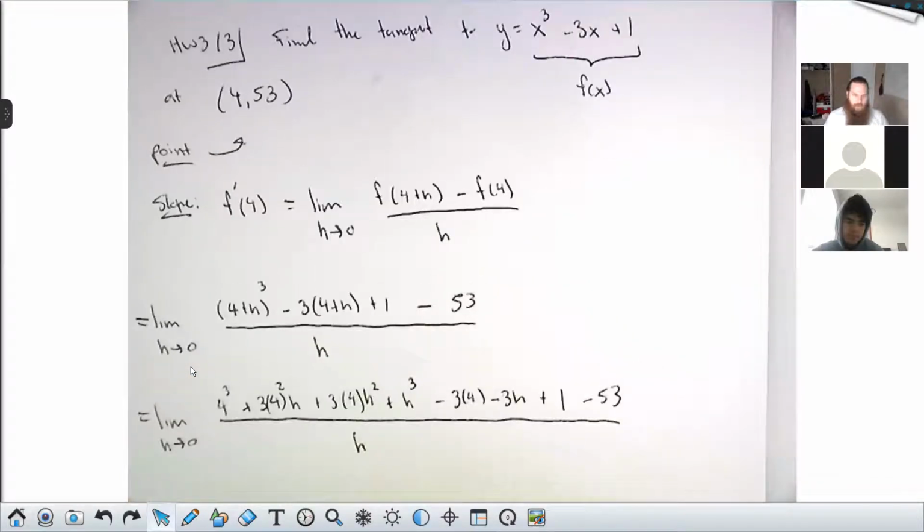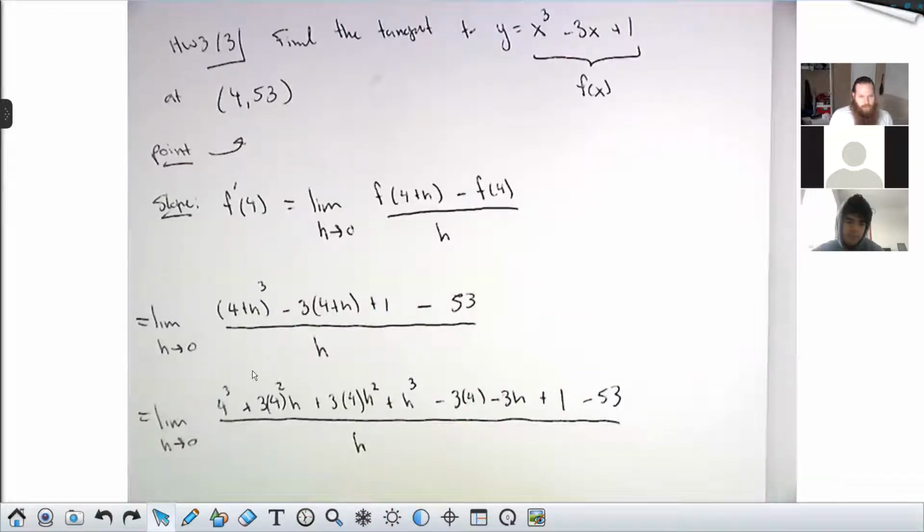Now you don't have to use Pascal's triangle there if you don't want to. You can just FOIL this out. You just have to multiply 4 plus h times 4 plus h times 4 plus h. It'll take longer, so this is a faster path to do that. And then these terms, I just distributed the -3 here. The plus 1 is the plus 1, and the minus 53 is the minus 53.